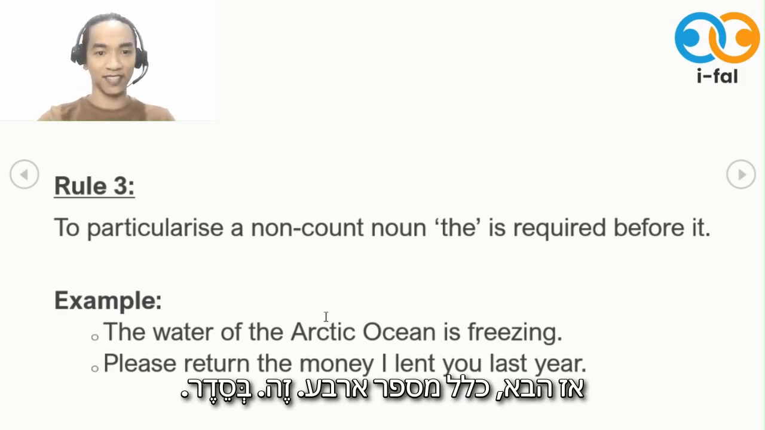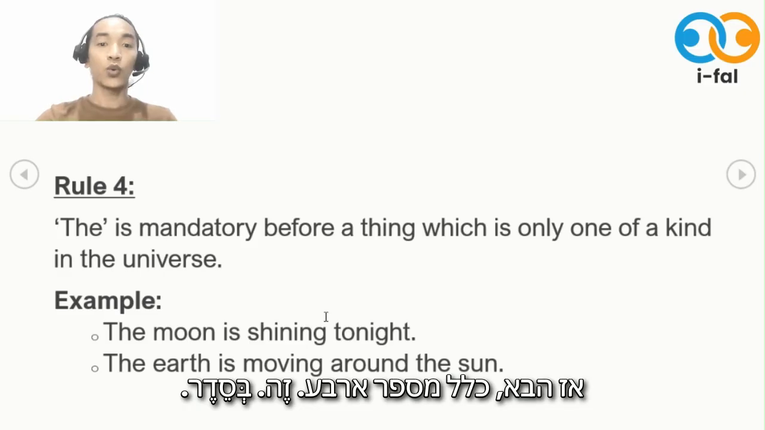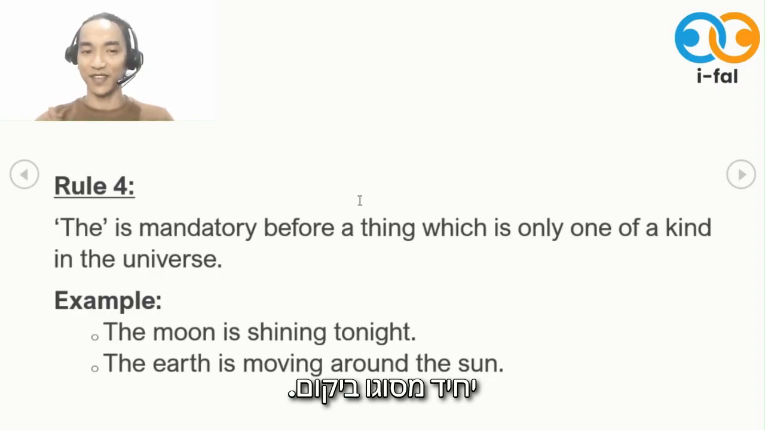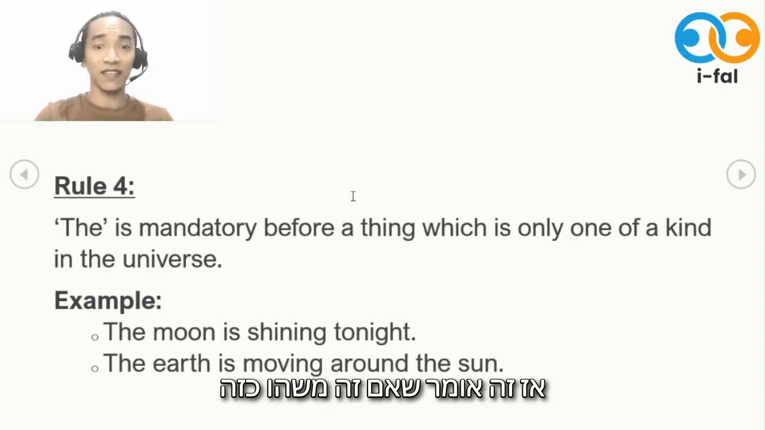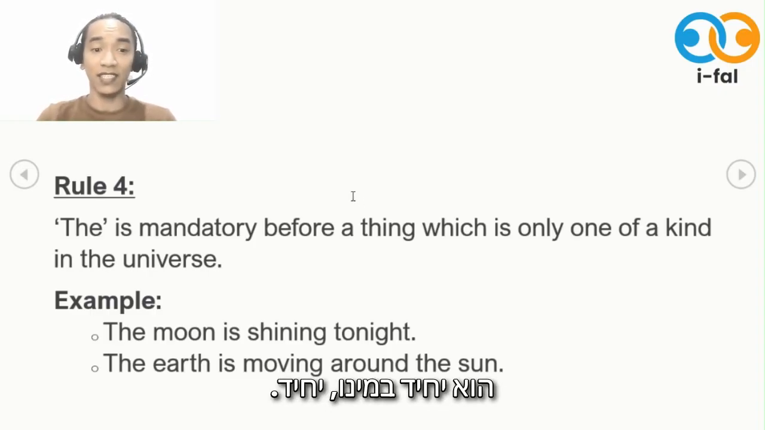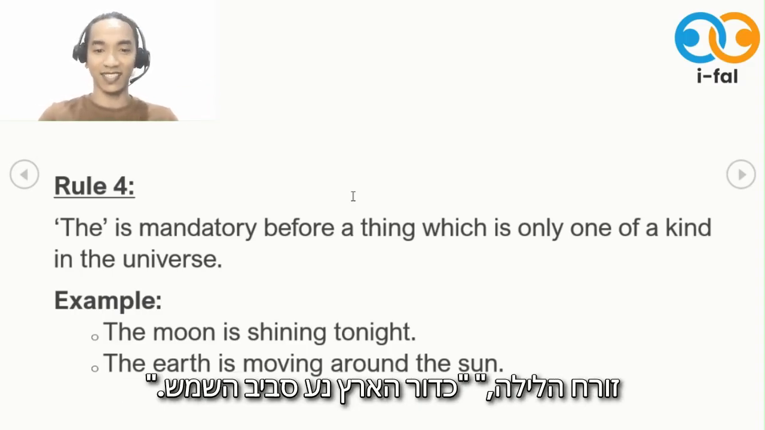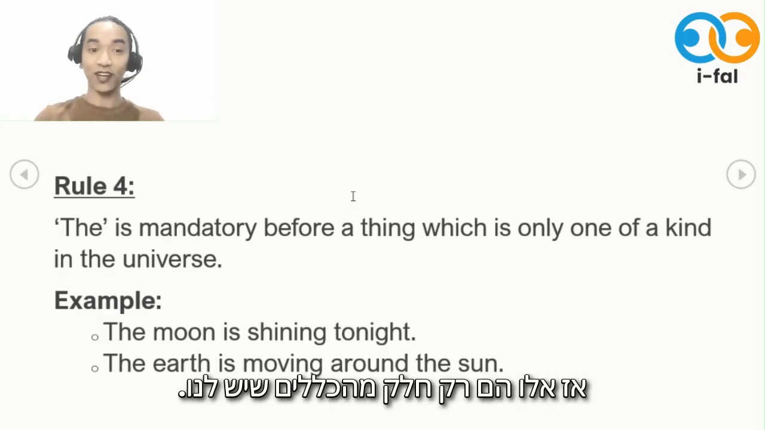Okay? So, next one, rule number four. The is mandatory before a thing which is only one of a kind in the universe. So it means if it's something that is one of a kind, only one, then we use the. Like for example, the moon is shining tonight. The earth is moving around the sun. Okay? So those are just some of the rules that we have.